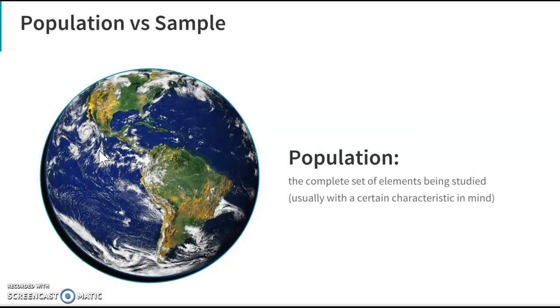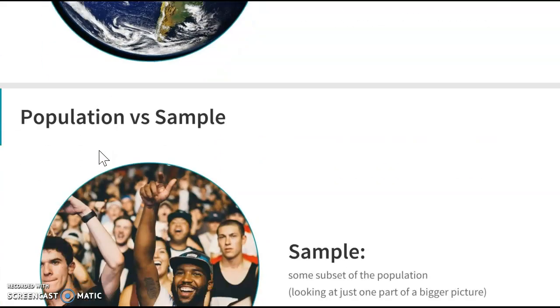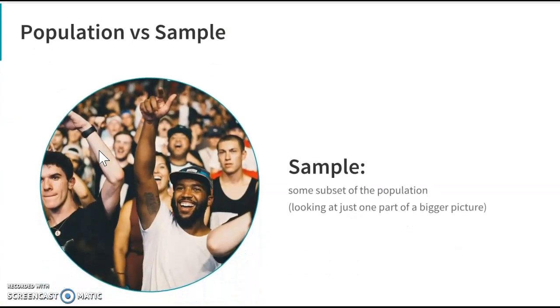Okay? Now, a population is a complete set of elements being studied, usually with some kind of characteristic in mind. So say we looked at every student at Delta. That would be our population. And we're going to look at their height. That's the characteristic that we have in mind. We can't look at every single person at Delta. Okay? So we are going to have a subset from that population, everybody who goes to Delta, and say we pick 50 random students. Okay, so that would be a sample.